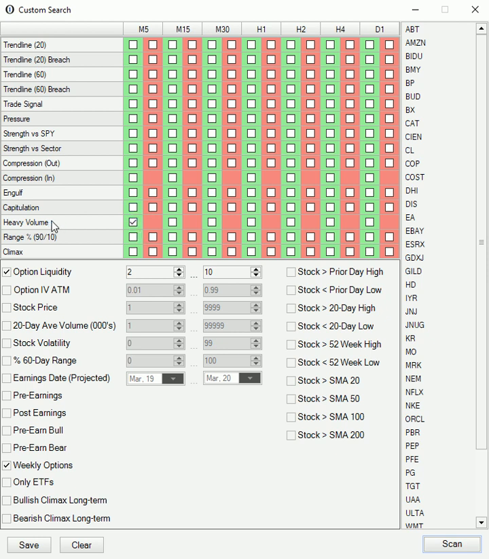Heavy volume. We're looking for stocks that have greater than 120% of their average normal volume during the last 20 periods in this time frame. So I'm looking for very, very big volume spikes. Again, this is a neutral indicator. It's not bullish or bearish per se, so there's only one box that you can mark. Is it high volume or is it not?